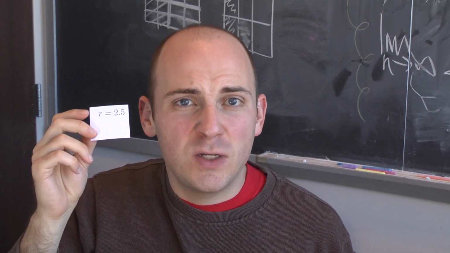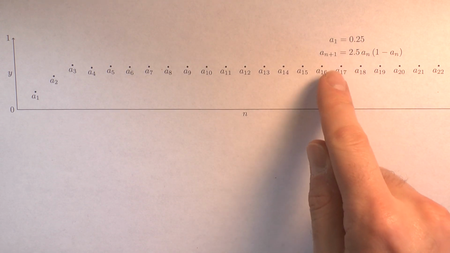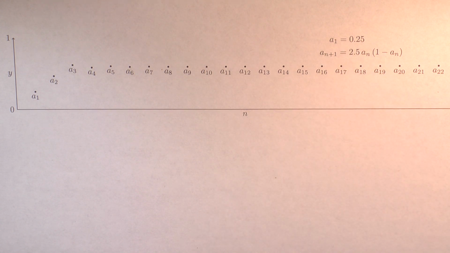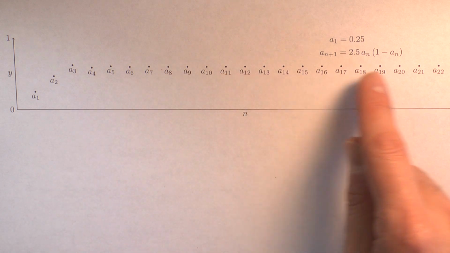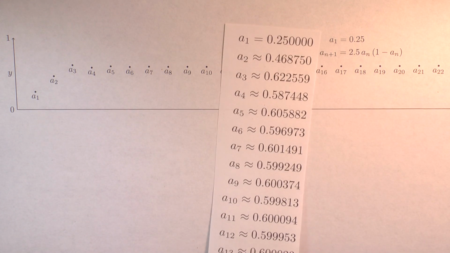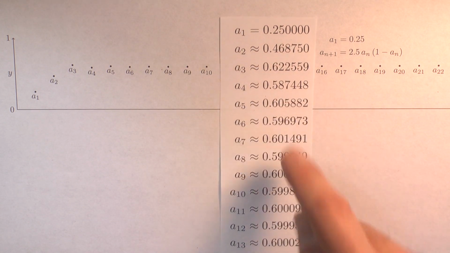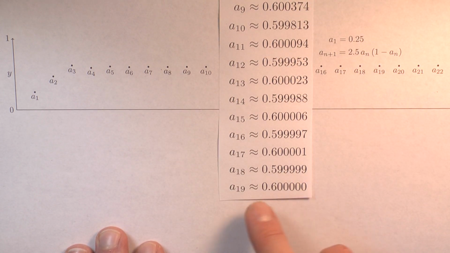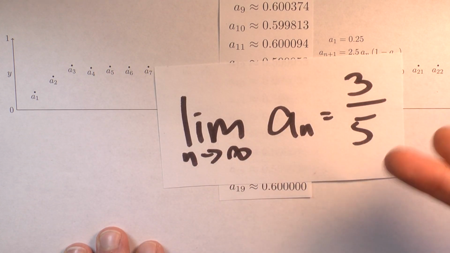Let's try it with r equals 2.5. So here's an example. I start with the initial value 0.25, and each subsequent value is 2.5 times the previous value times 1 minus the previous value. And here I've graphed these values. The first is at 0.25, then it goes up a bit, and then it goes up, and then it starts sort of leveling off here. And indeed, if we look at this numerically, the first value is exactly 0.25, and then as I run down through this sequence, it seems like the values are getting closer and closer to about 0.6. And in this case, the limit of this sequence is in fact 0.6.